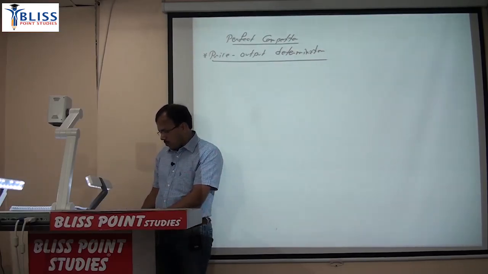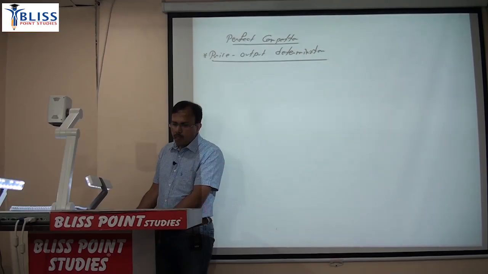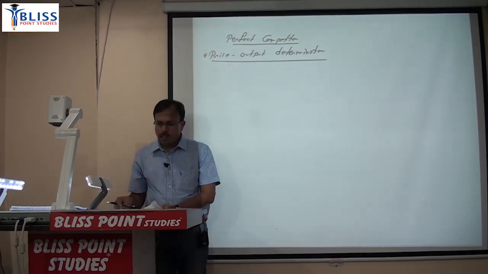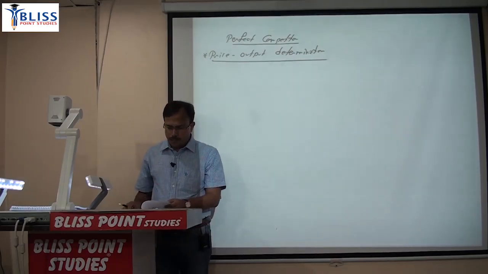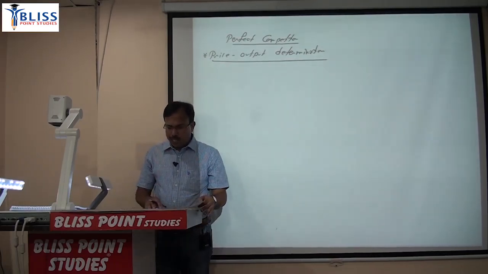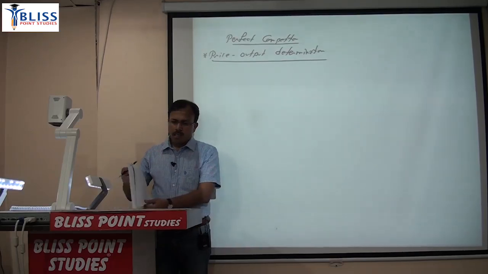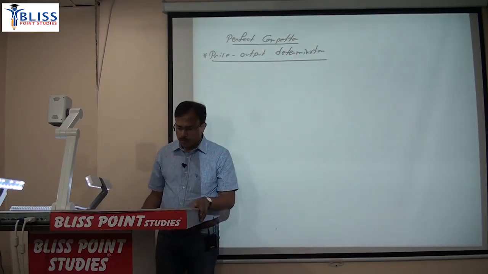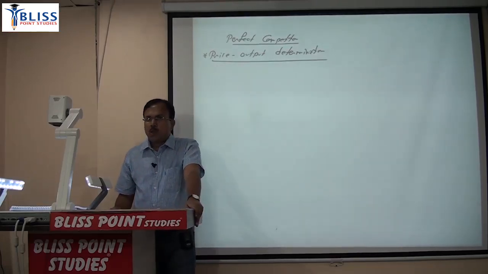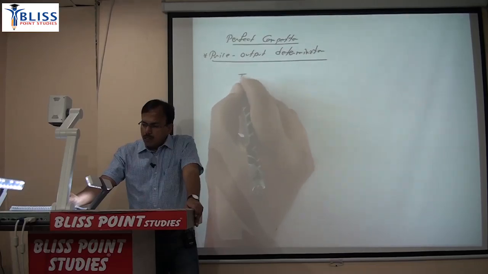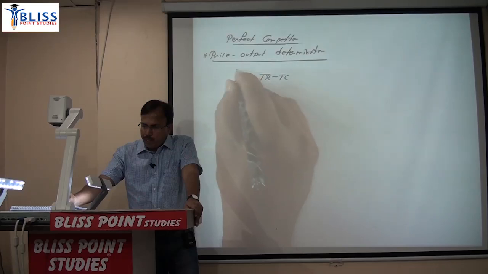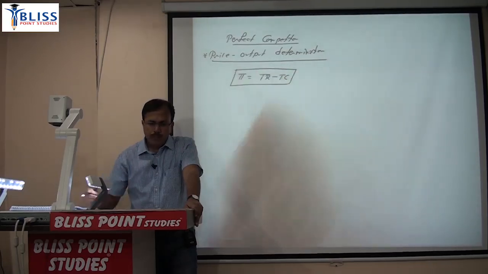which is defined as the difference between total revenue and total cost. Symbolically we will write: pi is TR minus TC, pi for profit.